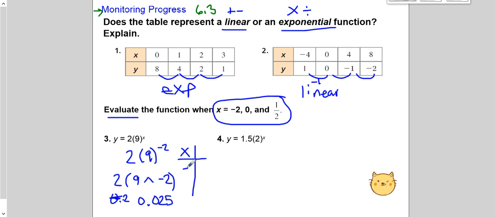Probably want to even organize these in a table. X is -2, 0, and 1/2. When I put in -2, I got 0.025. When I put in 0, anything to the 0 power is 1. So 2 times 9 to the 0 power is 2 times 1, that's 2. And then the 1/2 power, 9 to the 1/2. 1/2 power is really just a square root. Square root of 9 is 3, times 2 is 6.